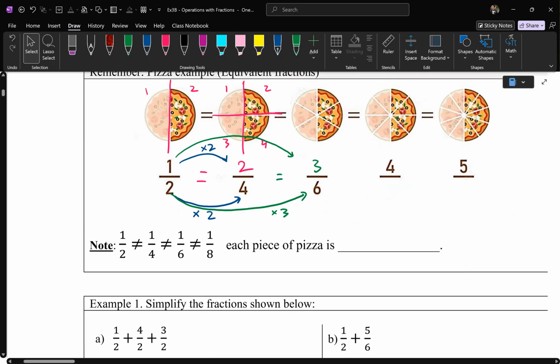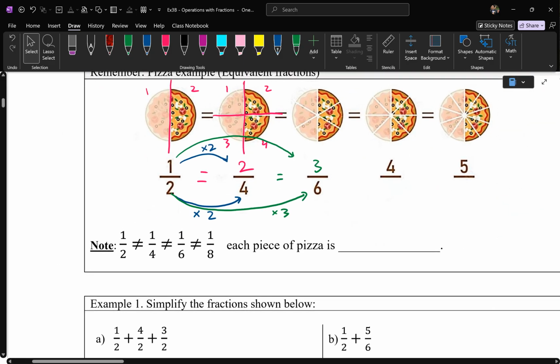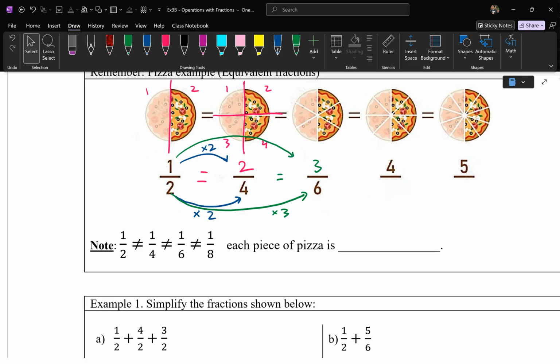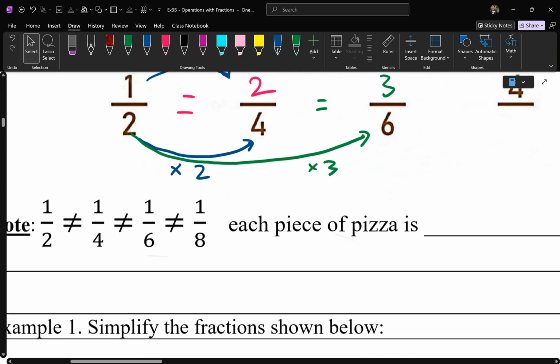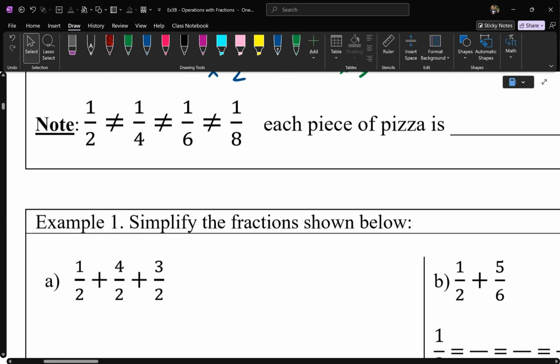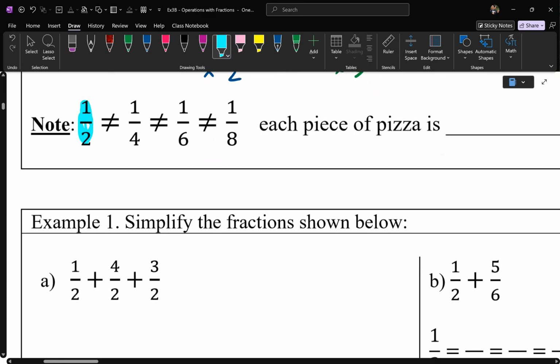Yeah? Now today's lesson, we're going to take what you've learned from exercise 3A and we're going to apply that to the next logic. Well, let's add fractions. Now, one of the things I wanted you to take away from last lesson as well is that a half is not the same as a quarter.